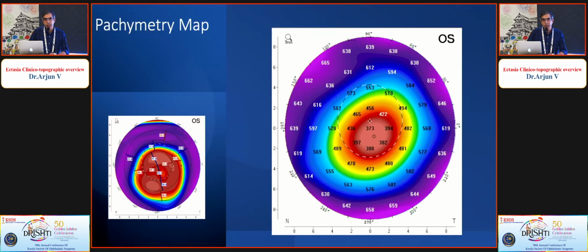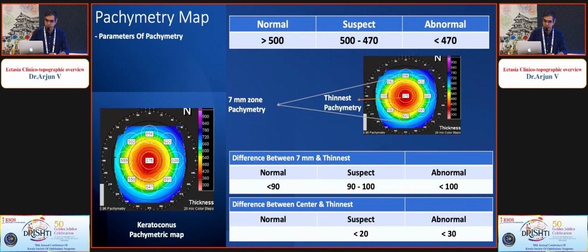So the pachymetry map helps you identify the central area, which is the thinnest, where the cone is likely to be located. In this map also, you have to see for the values. Anything more than 500 is usually normal, less than 470 is abnormal. Another thing you have to see is the change within the map. That is, the 7 millimeter zone is compared to the thinnest location. There should not be a difference of 100 between these two locations. And another thing is, mostly in our cornea, the central area is the thinnest. If there is a difference between the thinnest location and the center by 30 microns, it is considered abnormal.